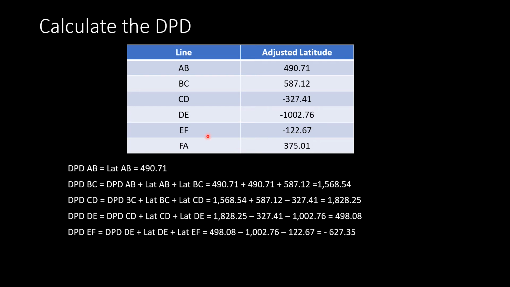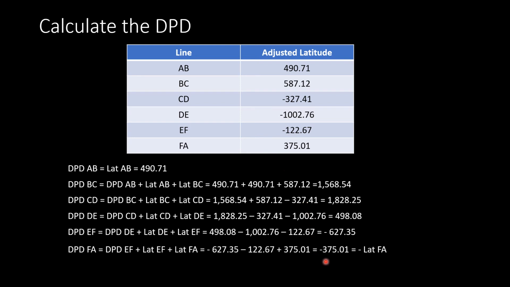Next, for line EF, the DPD of line EF is equal to the DPD of DE, latitude of DE, and latitude of EF, equal to negative 627.35. Finally, for the last line FA, the DPD is equal to DPD of EF, latitude of EF, and latitude of FA, which is equal to negative 375.01, and that is the negative of the latitude of FA, indicative that we have the correct values of the DPDs for the different traverse lines. And we can proceed to the next step of calculating the area.